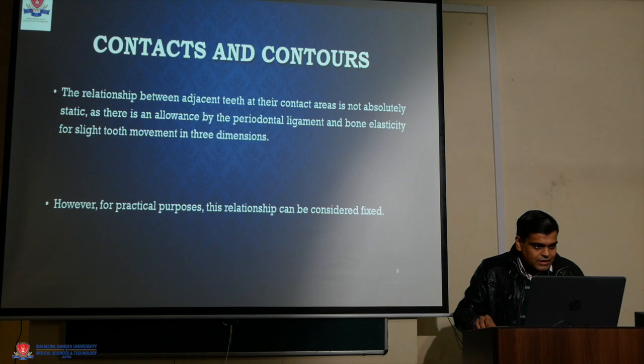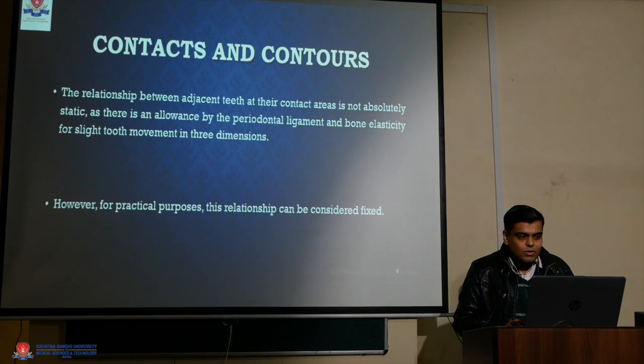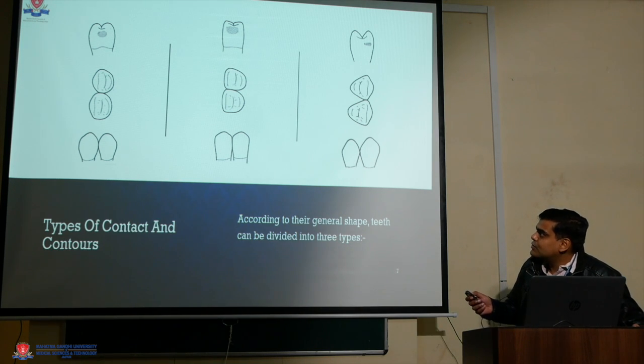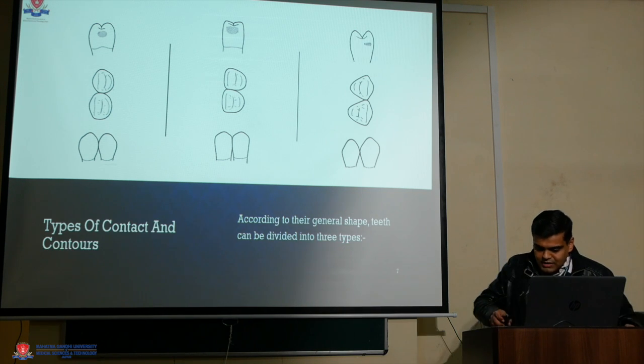Coming to the contact and contours, the relationship between the adjacent teeth at their contact areas is not absolutely static, as there is an allowance by the periodontal ligament and the bone elasticity for slight tooth movement in 3 dimensions. However, for practical purposes, this relationship can be considered as fixed. So coming to the types of contacts, there are generally 3 types which we see: the normal contact, the broad contact, and the narrow contact.